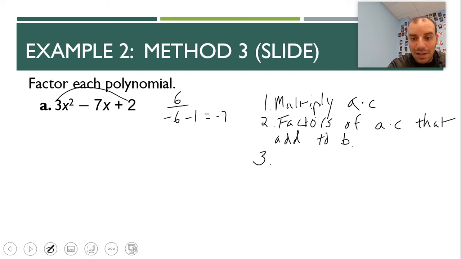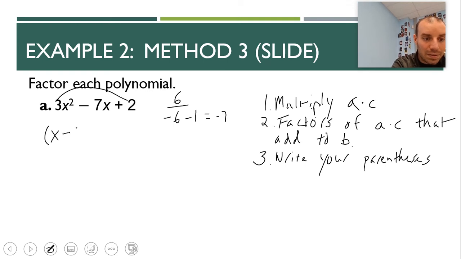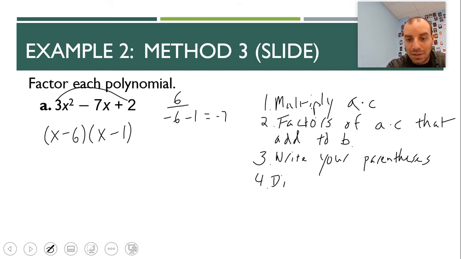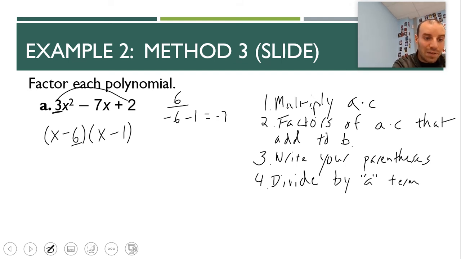Now, the slide technique says, okay, then you're going to write those in your parentheses like you would normally do in regular factoring. So I'm going to write it as x minus 6 and x minus 1, like I normally would. Now, that's not your answer, though, because the slide technique says you need to divide from this point by your a term. Okay, so my a term here is 3. So I need to divide both of these values here by 3.